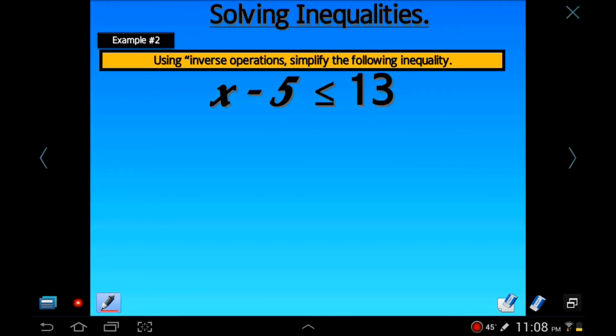Okay, our next example right here is x minus 5 is less than or equal to 13. Okay, so the first step is to look at the x side and take the additive inverse of minus 5. The additive inverse of minus 5 is plus 5. And then we're going to add 5 to both sides, because what we do to one side, we do to the other, whether it's an equation or an inequality. Well, the additive inverse, they cancel each other out, and we're left with x on that side. That's ultimately what we wanted. And then we have x is less than or equal to 18.